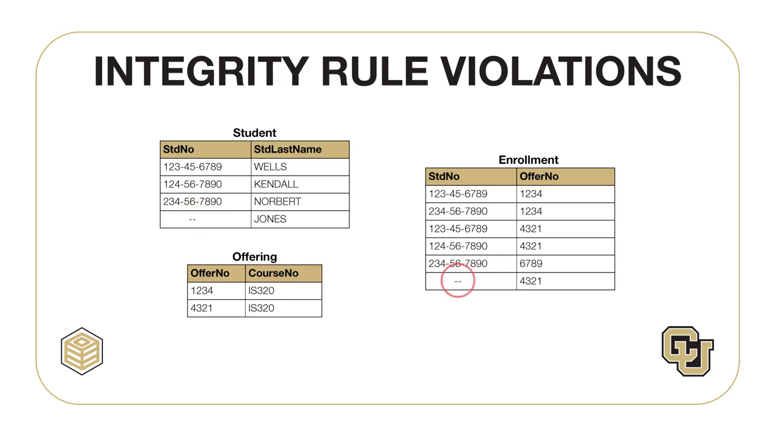The sixth row of the enrollment table has a null value for student number. Please take your time to identify integrity rule violations in the sample tables. You should be able to find 2 violations of the entity integrity rule and 1 violation of the referential integrity rule.